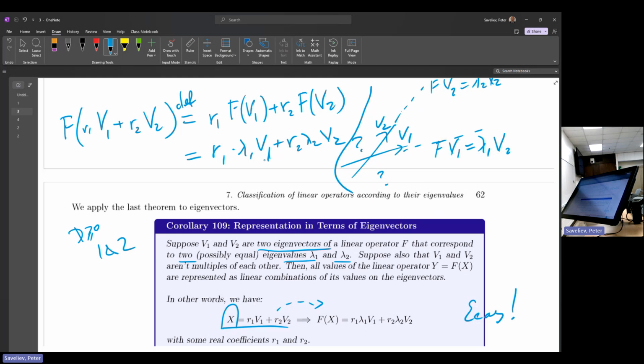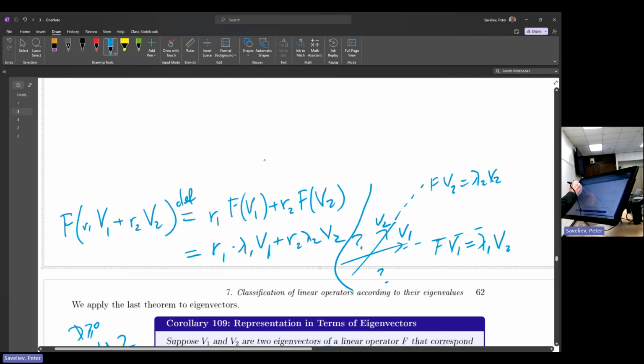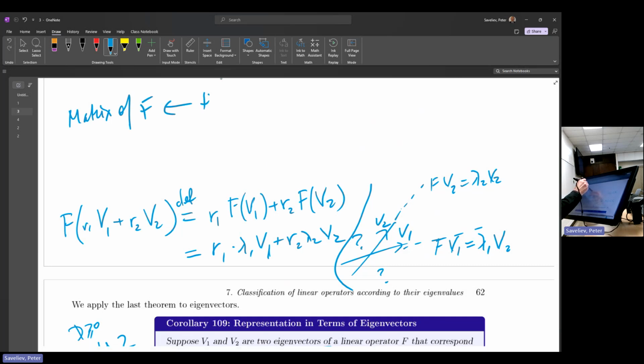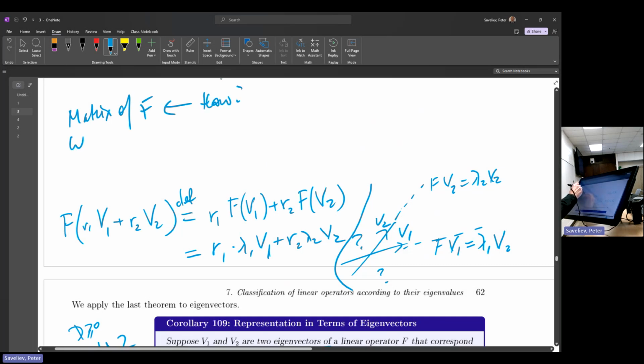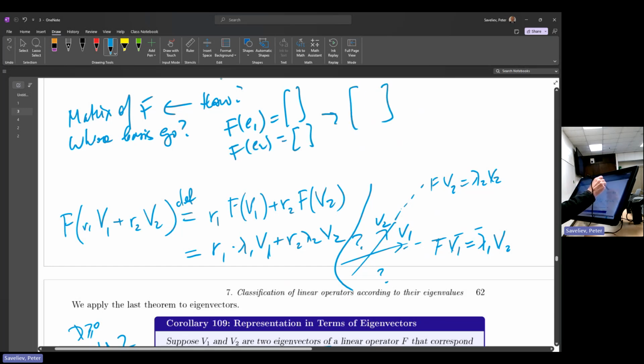Remember when we talked about linear operators, how to build a linear operator and define its matrix? The answer was just look where the unit vectors, the basis vectors, go. That was sufficient. The matrix of f is determined by where the basis vectors go: f of e1 is the first column, f of e2 is the second column, and then you combine them together to produce your matrix.